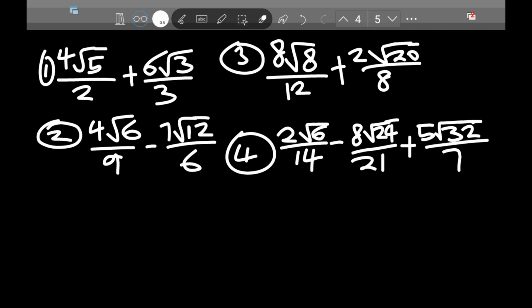Number 1 is 4 root 5 over 2 plus 6 root 3 over 3. Number 2 is 4 root 6 over 9 minus 7 root 12 over 6. Number 3 is 8 root 8 over 12 plus 2 root 20 over 8. Number 4 is 2 root 6 over 14 minus 8 root 24 over 21 plus 5 root 32 over 7. So these are the exercises.